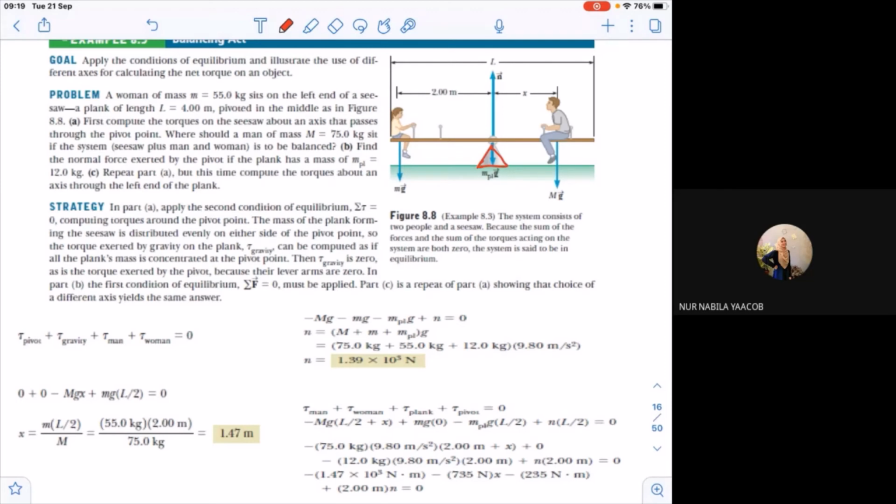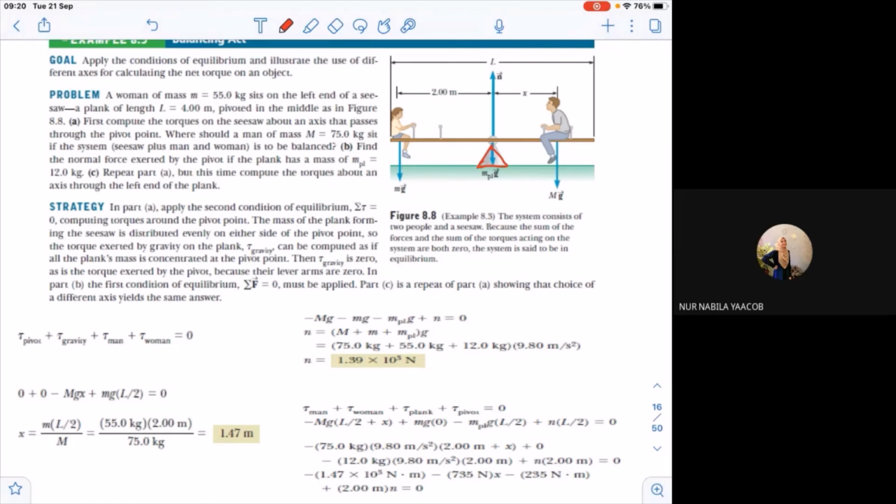If you try to imagine, this is kind of where you can use a lever, type 1, type 2, or type 3, where you can put a load and you can put a force where there is a fulcrum. So pivoted in the middle as in the figure. First, compute the torques on the seesaw about an axis that passes through the pivot point. Where should a man of mass M 75 kilograms sit if the seesaw plus man and woman is to be balanced?